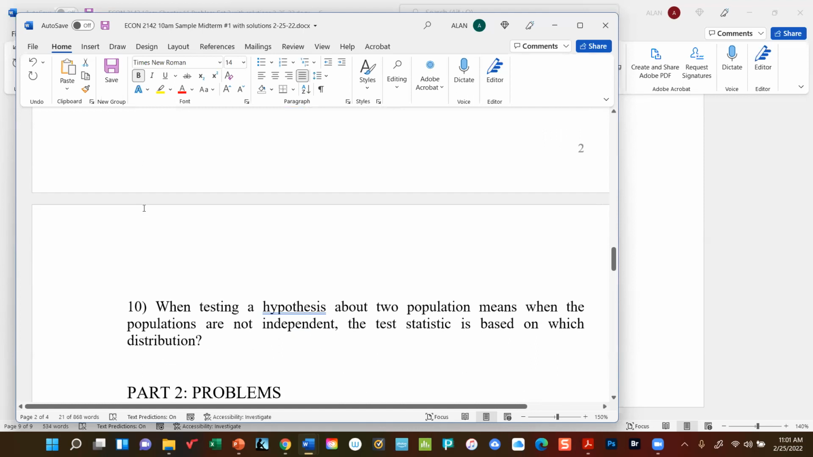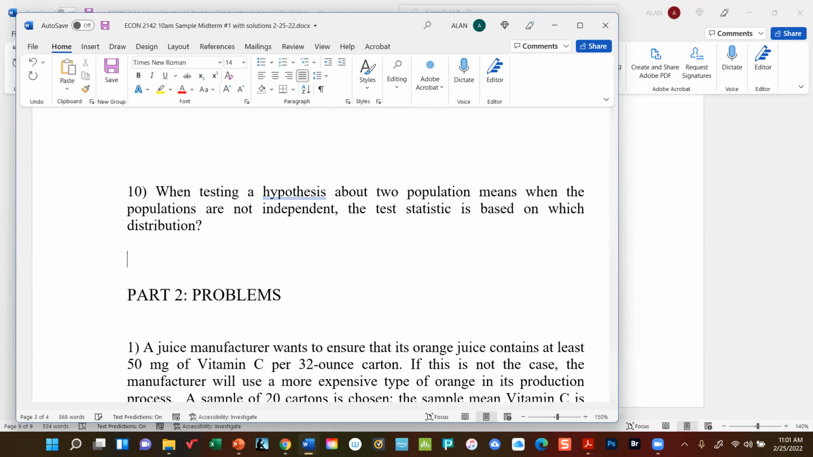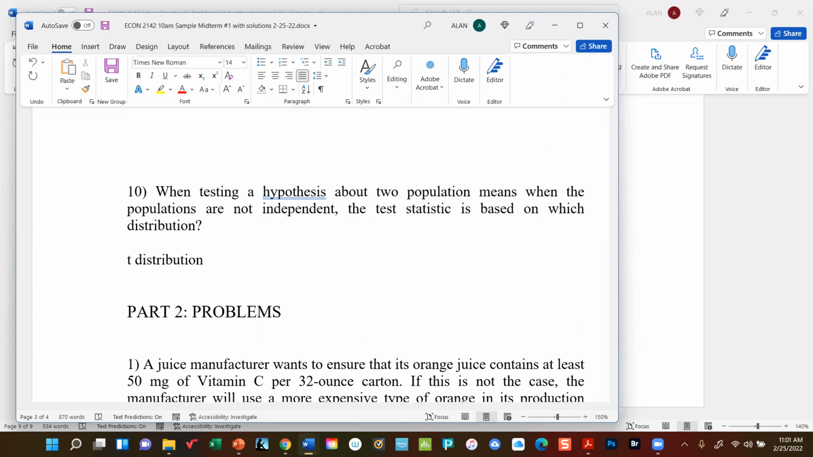Number 10, when testing hypotheses about two population means, when the populations are not independent, then we always use the t-distribution. So this is the last case, the one with the tables. We're comparing patients who took a drug to help lower their cholesterol, that kind of thing. Those tests are always based on the t-distribution. All right, so that's done.